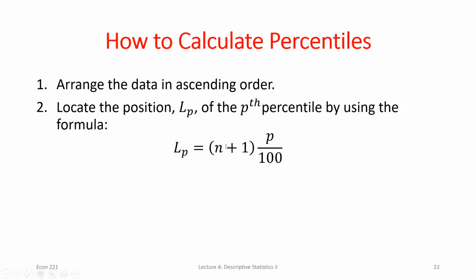We can then use this formula to identify what position the value that gives us our desired percentile is in. So maybe I want the 80th percentile and I've got 352 observations. I plug in N is 352, and I want the 80th percentile, so P is 80. This formula will tell me what position the 80th percentile value is in. Maybe it's in the 280th position.